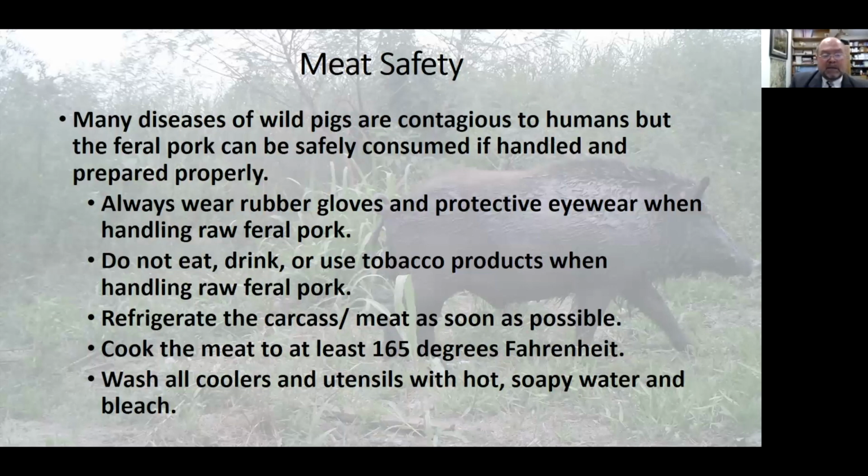Cook the meat to at least 165 degrees Fahrenheit. If you look through the presentation, that's a temperature that's going to kill pretty much everything that we've talked about here. So use your meat thermometer, don't guess, and get it up to at least 165 degrees Fahrenheit. And then wash all of your coolers and utensils with hot soapy water and bleach. Let it dry. If you can, try to have dedicated knives and coolers and whatnot for feral pork so you don't cross-contaminate, but at least disinfect them with hot soapy water and bleach. If you do these things, you can safely consume feral pork.